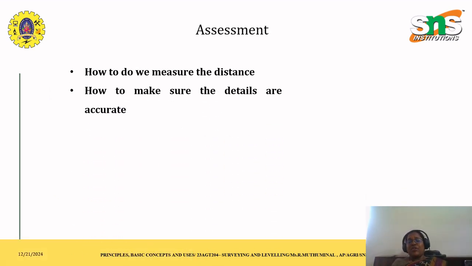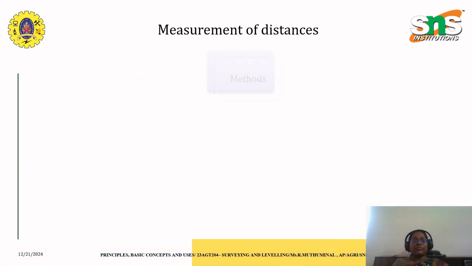The assessment question for this video lecture series will be: how do we measure the distance and how do we make sure the details are accurate? As I said in the previous class, it is possible for us to measure the distance between two new points with the help of a tape or a chain. I can also check whether the details are correct by comparing them with the results. So here we'll see the detailed measurement of distances through the methods.